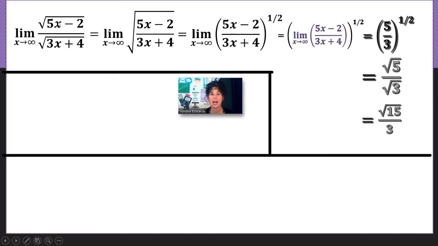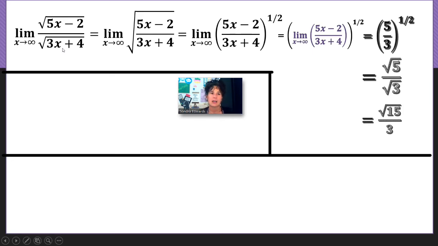I feel like you can skip a lot of these steps because the part that is really contributing to how fast this is growing, it's not the -2 and it's not the +4, because at enormous numbers, substituting in a billion and subtracting off 2, that -2 is insignificant. So the main thing here is the square root of 5x over the square root of 3x.